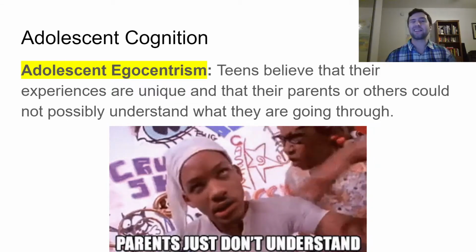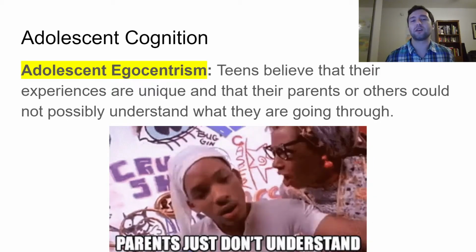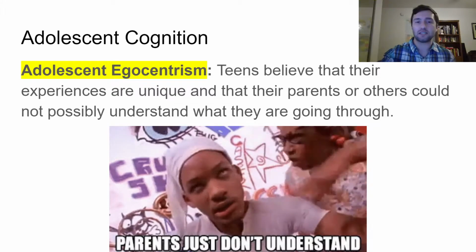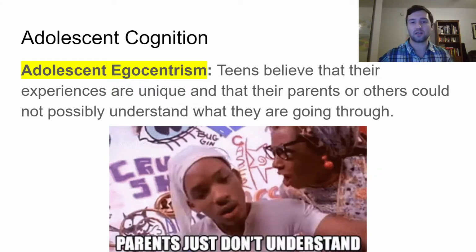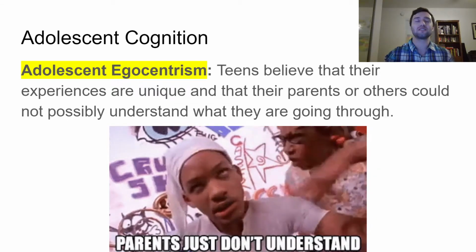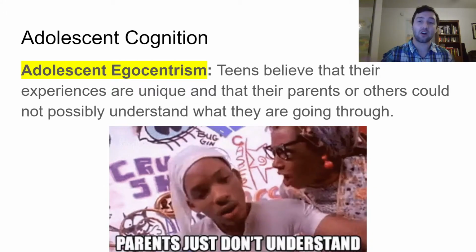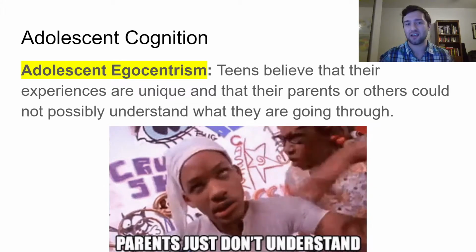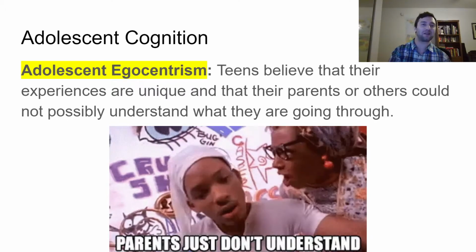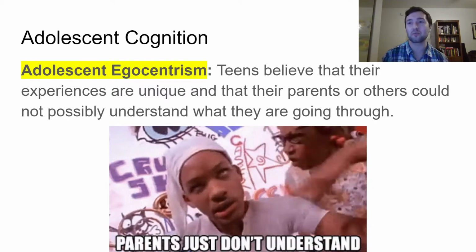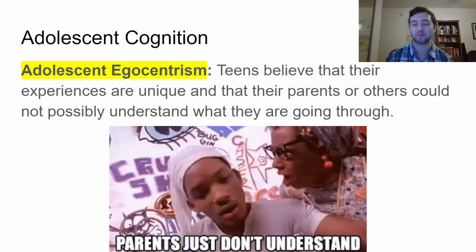Now, adolescent egocentrism is a little bit different. It's not as much about being unable to see other people's perspectives, but it's this belief that their experiences are unique, and that other people couldn't understand those experiences, especially their parents or other people who are older or don't necessarily fit into that peer group, right?